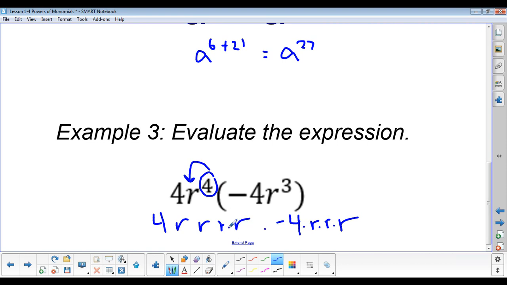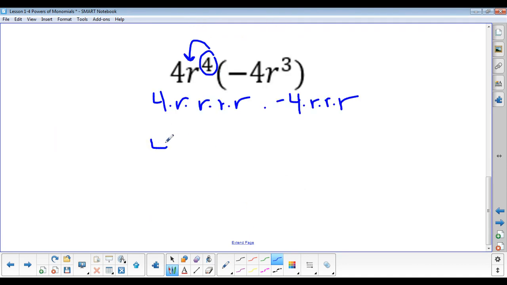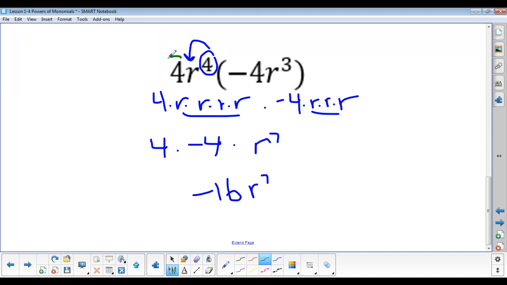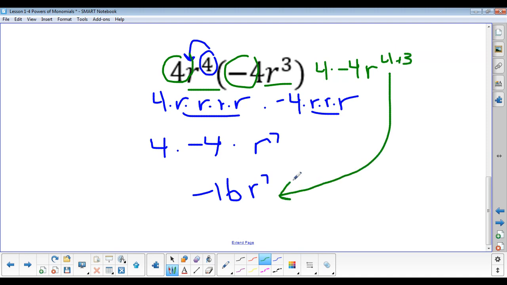So I can reorganize my problem to where my 4's are next to each other, the 4 times -4, and then all the r's. And we can see here that I have a total of 7 r's. That would leave me with -16 r to the 7th. If I didn't want to expand it and instead wanted to use the shortcut, again, I can just reorganize it to where my numbers go out front, 4 times -4, and then I have, for the base that's in common, r is the common base, I just add the exponents together. Notice we get the same result.